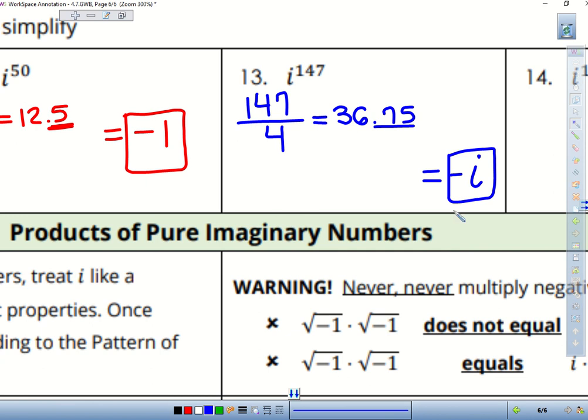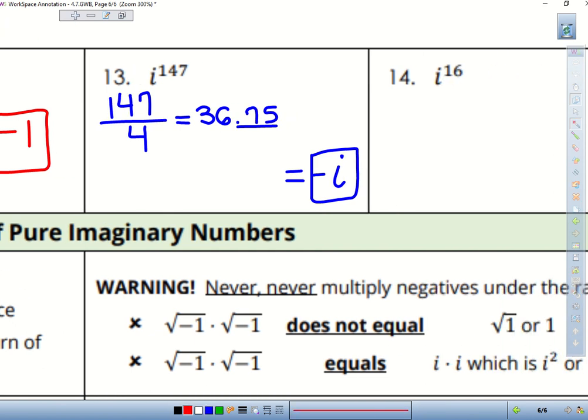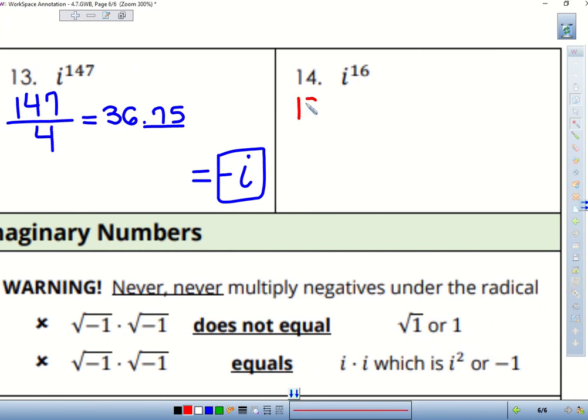And then the last one, this one you can probably do in your head. This just comes out to be 4. So if we have no remainder, just 1. Which makes sense because i to the 16th is i to the 4th times i to the 4th times i to the 4th times i to the 4th, which is 1 times 1 times 1 times 1.